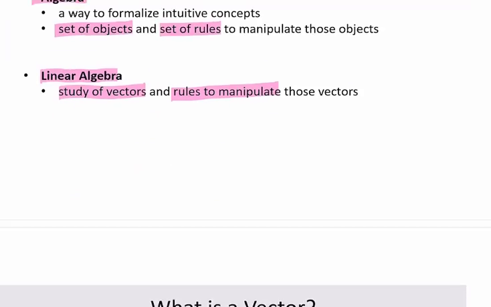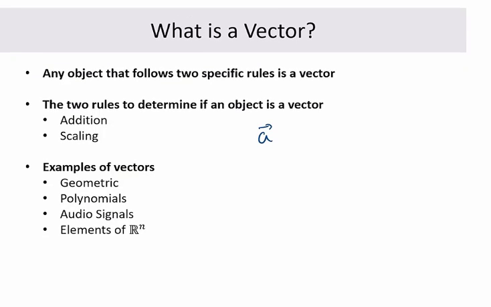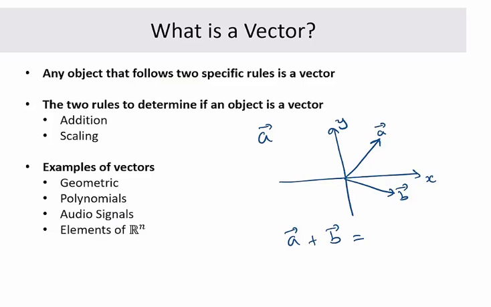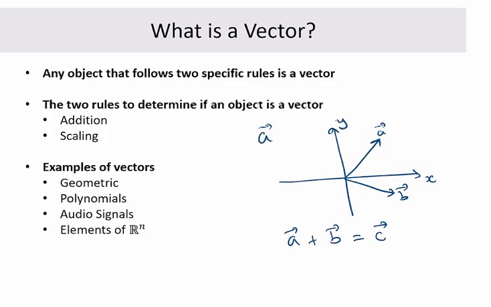So what do we mean by vectors? Now, any object is a vector if it follows two specific rules. Those are the rules of addition and scaling. To make this more concrete, think of a vector A in a two-dimensional space, so let's call this the xy plane. This is a vector A. Now, if I have another vector B and I add vector A and vector B, I get a third vector C, which is the addition of vector A and vector B.